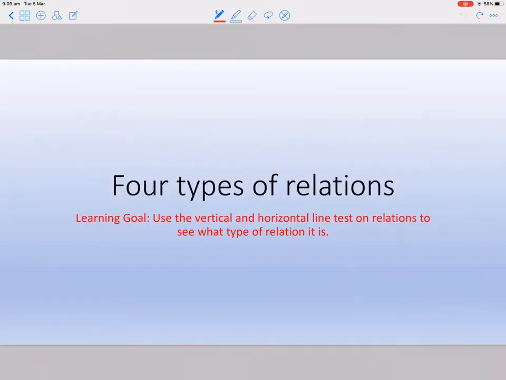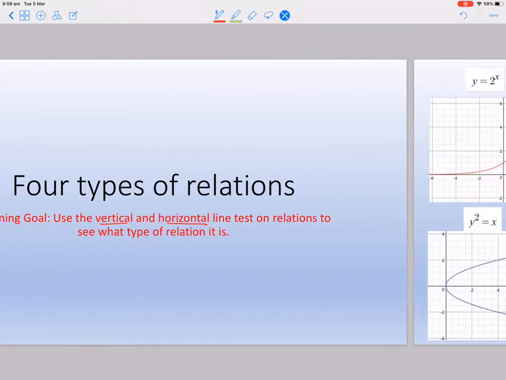So today's lesson is on 4 types of relations. We're going to categorize them in 4 different ways, using the vertical and horizontal line test. We should be very familiar with the vertical line test, which helps us define functions. The horizontal line test will just give us an extra subgroup. So let's just get straight to it.